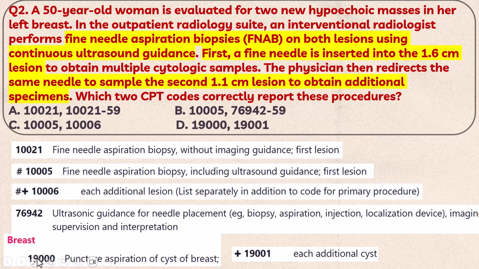And if you go to 19,000, that is puncture aspiration of cyst of breast. But ours is fine needle aspiration, not the puncture aspiration. So the correct answer will be answer C.